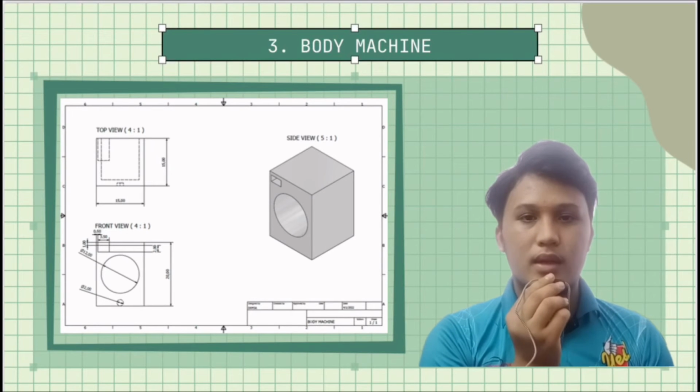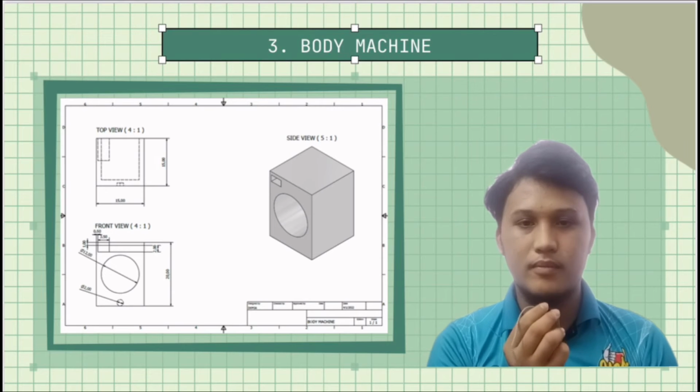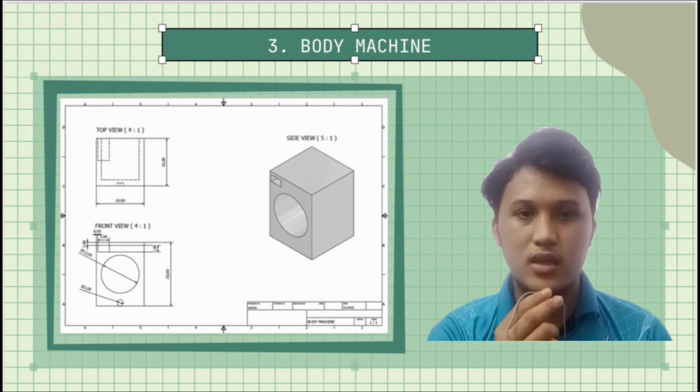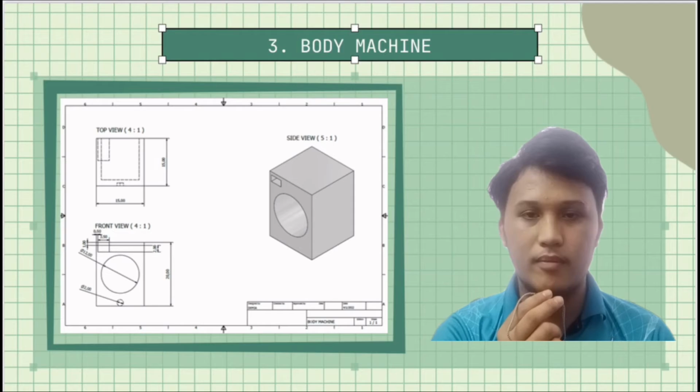Hello, my name is Mohamed Zakwan and I will be presenting from part 3 to part 9. Part 3 is the body machine. This is the main body of our washing machine project. It has the dimension of a rectangle 15 x 15 x 20 mm.